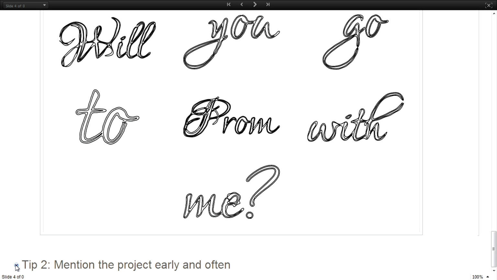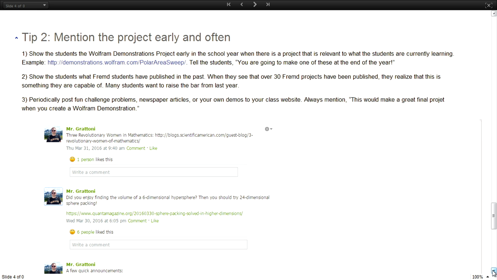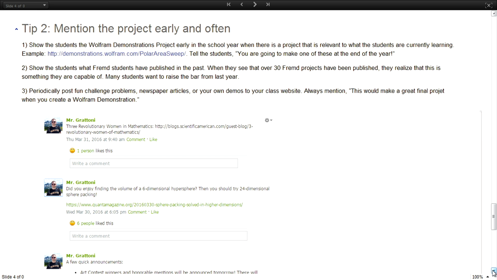And then the other tip that I have, if you do try a project like this in your own classroom, is to mention the project early and often. The sooner that the students know that they're going to make something like that, the sooner the gears are turning and they're thinking about what they could create. And honestly, after doing the project since 2012, usually when we get to the project stage of things, the students already pretty much know what they want to make.